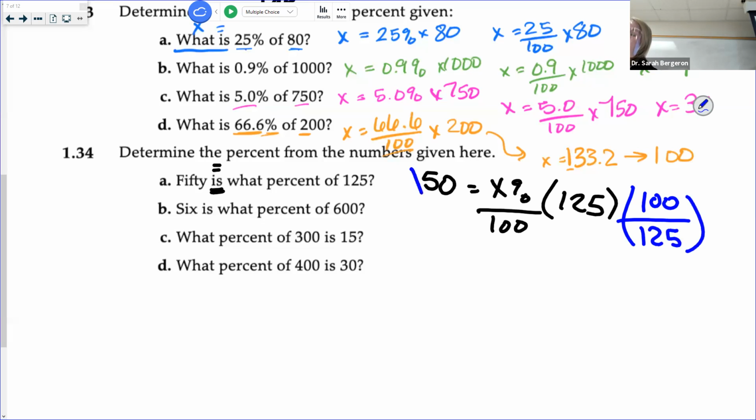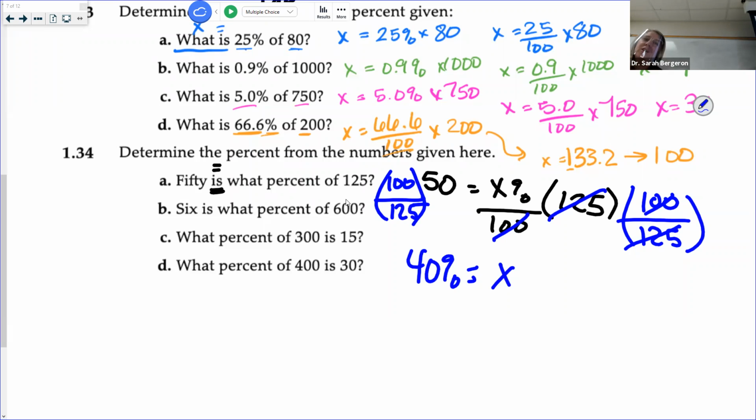What I do to one side, I have to do to the other. So my hundreds cancel, my 125 cancels. So X is equal to 100 times 50 divided by 125. Do y'all do it that way? No. You could cross multiply, whatever algebra you like to do is cool. It doesn't matter to me. So what do you get? 40%. Good.